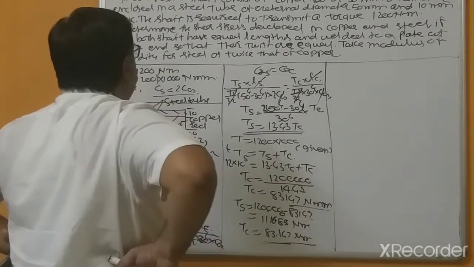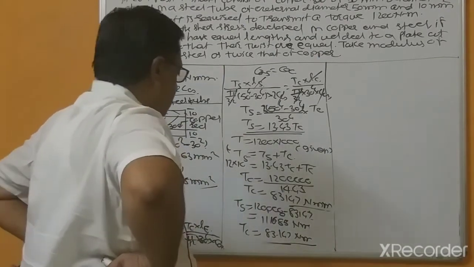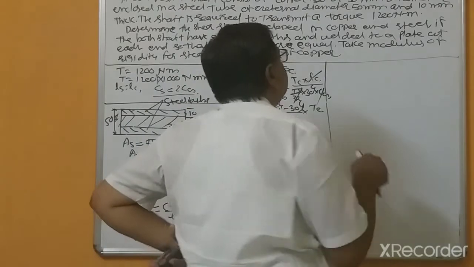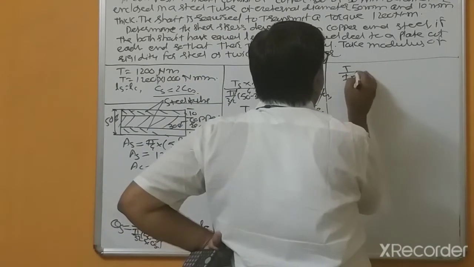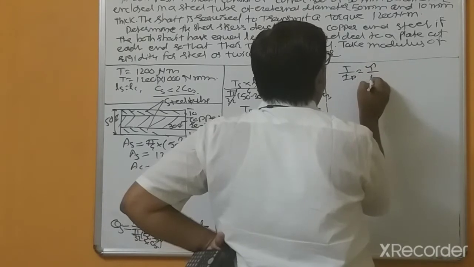So what is to be calculated? Determine the shear stress developed in copper. Now we know T divided by polar moment of inertia equals tau divided by R.